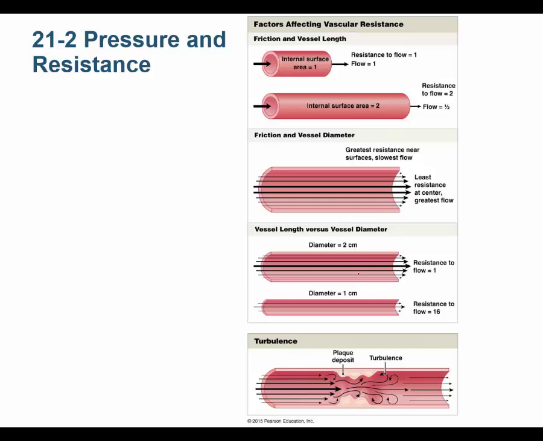So there's more resistance between your heart and your big toe than there is between your heart and your lungs. And I think that's pretty intuitive for you. The longer the blood vessel is, the greater the resistance to flow. And then if you look inside a blood vessel, the resistance is greatest on the edges.